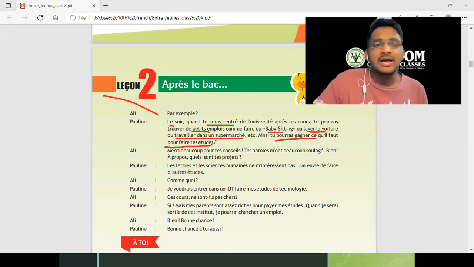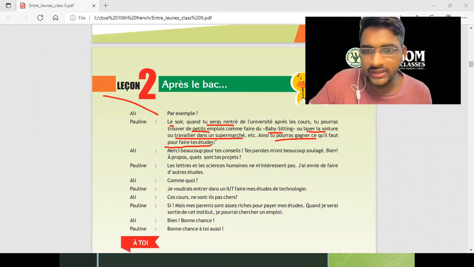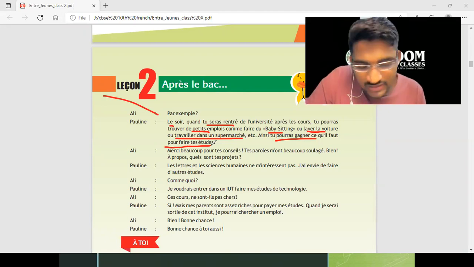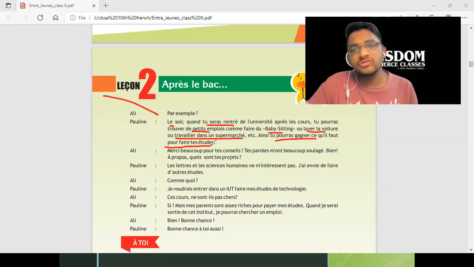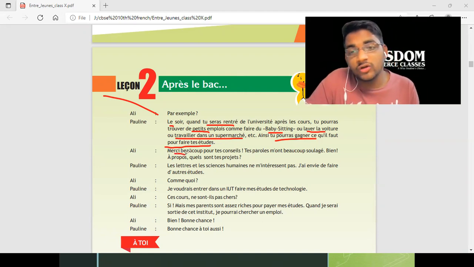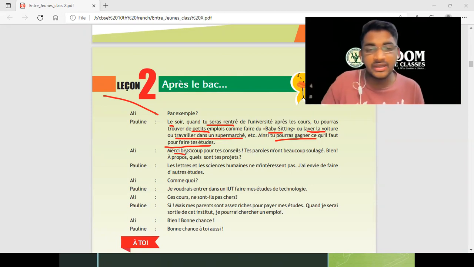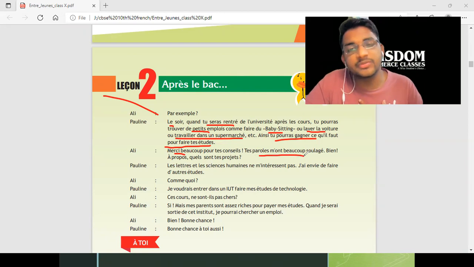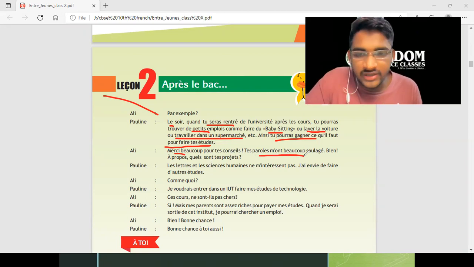So basically, Pauline is giving some ideas to Ali about what kind of part-time job he can do so that he can earn some money, some pocket money, which will obviously help him to pay his exam fees or studies fees. So Ali says, merci beaucoup, thanks a lot for your advice. Your words have relieved me. Your words have really made me feel good.